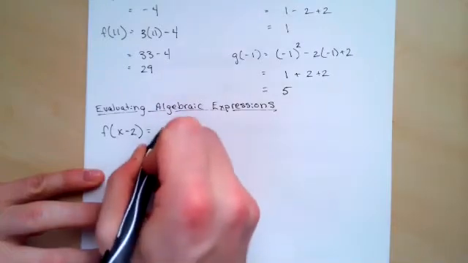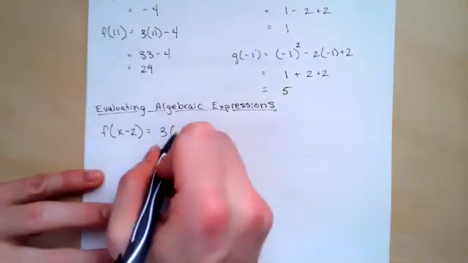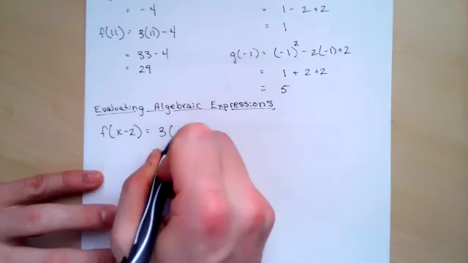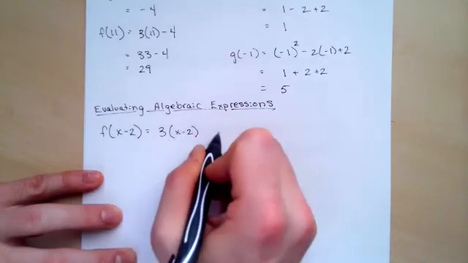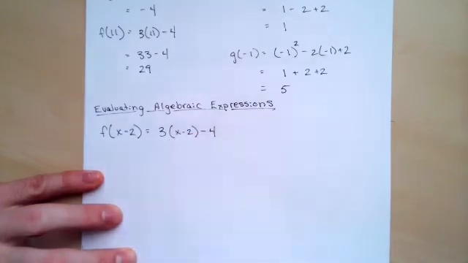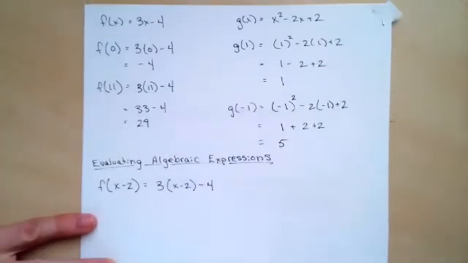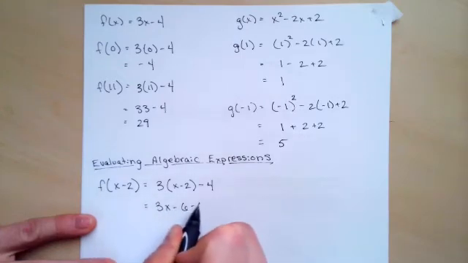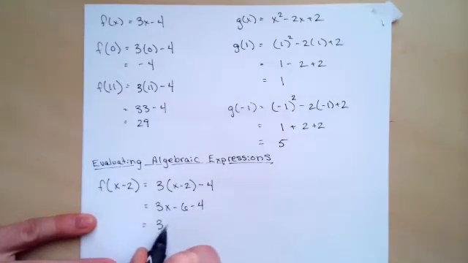But we might want to come up with a nicer analytic expression for that, simplified. So what we want to do is still, in parentheses, wherever we used to see an x, we're now putting an x minus 2. So we simply put x minus 2 to replace that. And we can simplify. So this will be 3x minus 6 minus 4, 3x minus 10.